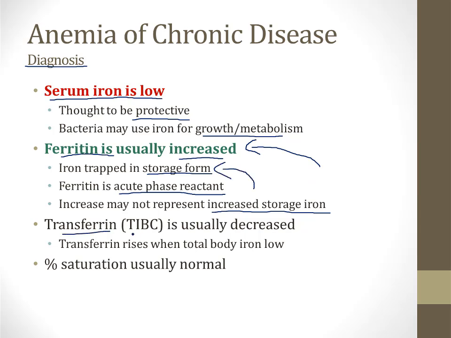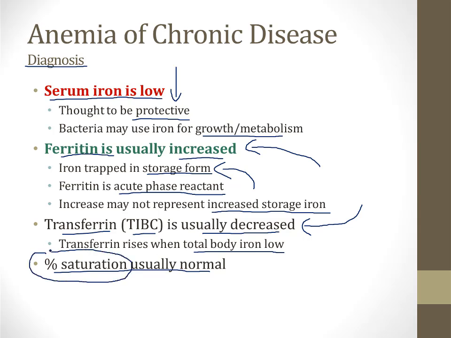The transferrin level, or the TIBC, is usually decreased. Transferrin rises when total body iron is low. In this condition, total body iron is high because iron is trapped in the storage form, so the transferrin and TIBC levels will fall. This means that the percent saturation is usually normal. Even though the serum iron is low, the TIBC has also decreased. It makes the ratio of iron to TIBC, which is the percent saturation, normal.